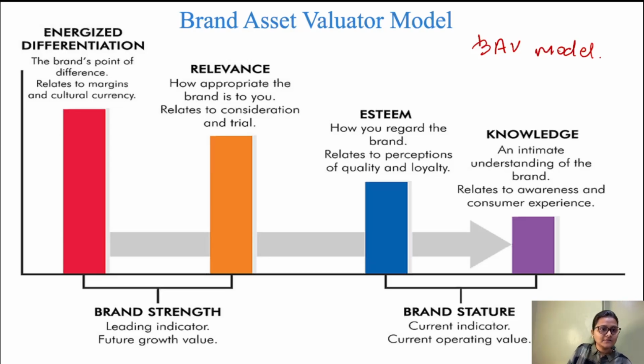There are four diagrams we can look over here. So these are the four pillars. First is energized differentiation, then we have relevance, esteem, and knowledge. We are going to look at them one by one. So first of all, energized differentiation.